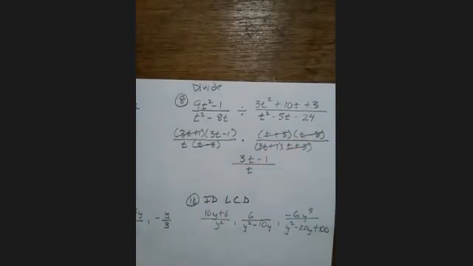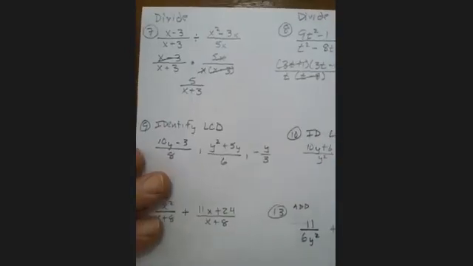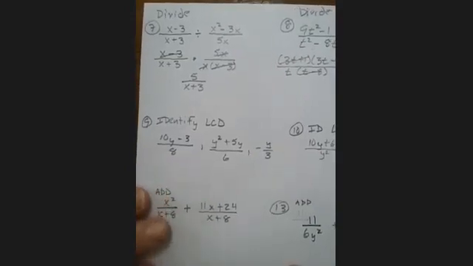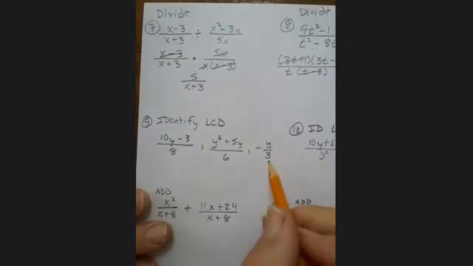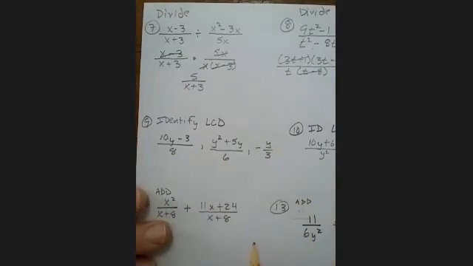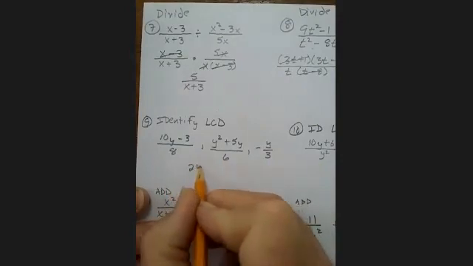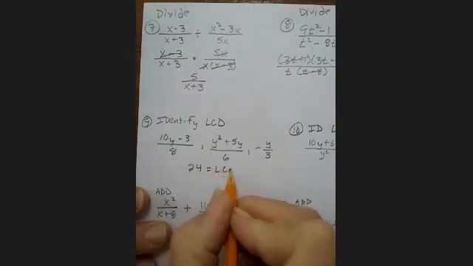Okay. So next one you've got is identify the LCD. Okay. Well, just the lowest common denominator. So you just need a number that 3, 6, and 8 are going to go into. Okay. So a number that 3, 6, and 8 are going to go into is 24. All right. So 24 is going to be your LCD. Okay.